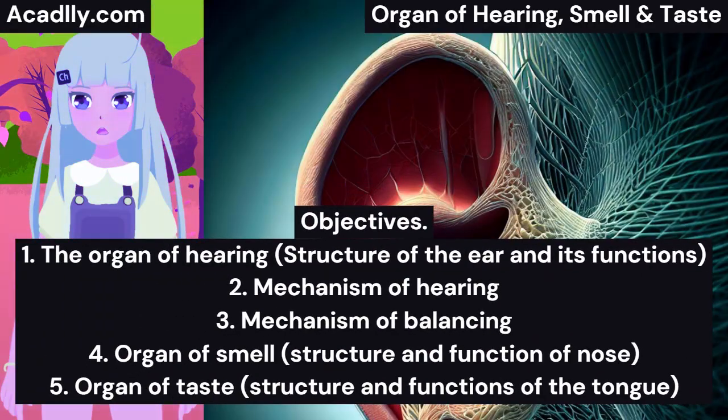1. The organ of hearing, structure of the ear and its functions. 2. Mechanism of hearing. 3. Mechanism of balancing. 4. Organ of smell, structure and function of nose. 5. Organ of taste, structure and functions of the tongue.